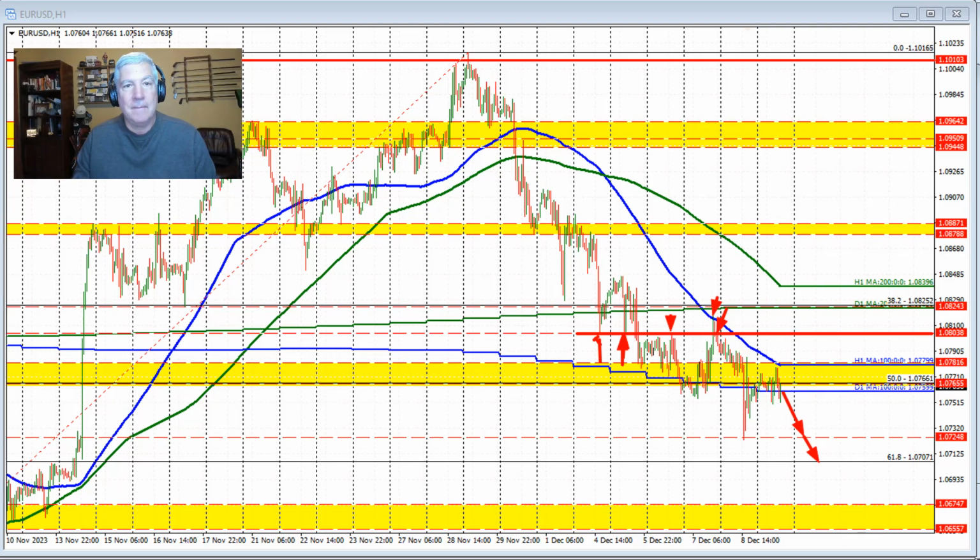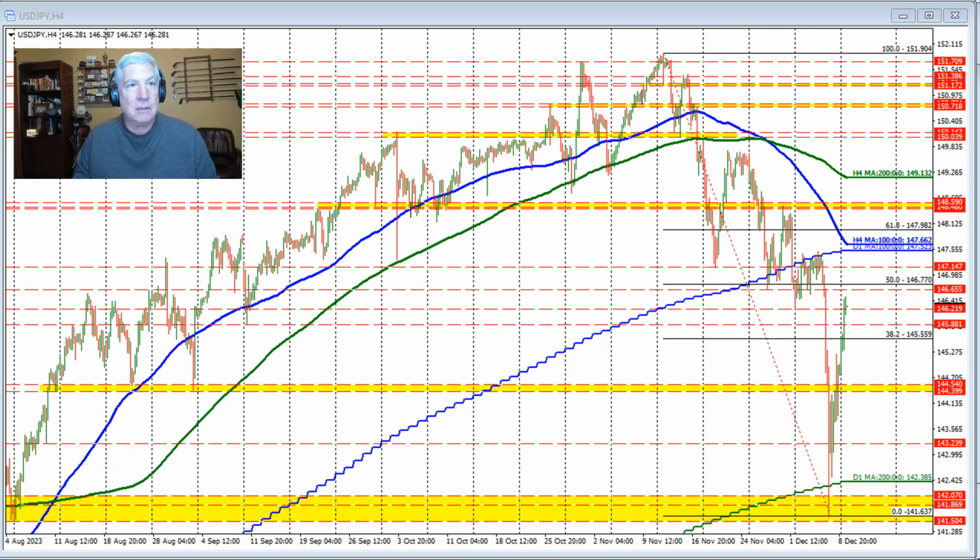Let's take a look at the dollar versus yen next, and then we're going to look at the 4-hour chart for this currency pair. And remember, last week we saw this big, huge move to the downside. There was speculation that the Bank of Japan was shifting its bias, perhaps more to a tightening bias, and that sent the dollar versus yen sharply to the downside.